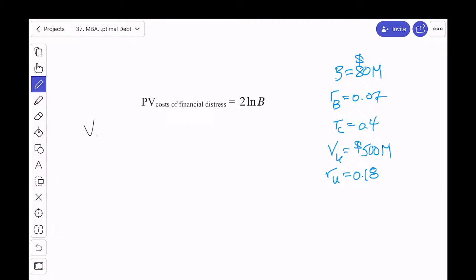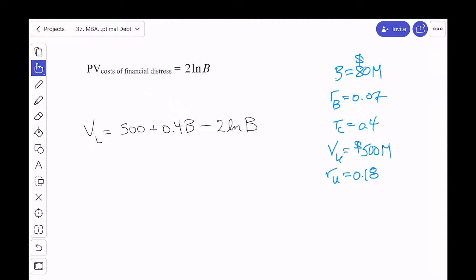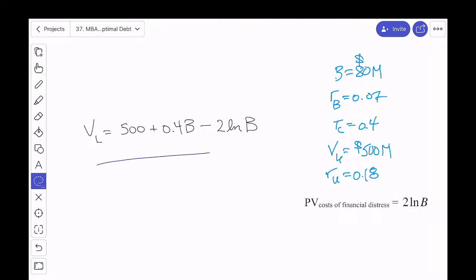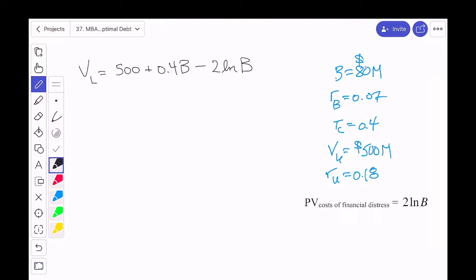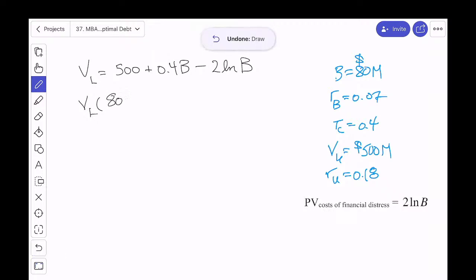So we begin with the value of the levered firm is the unlevered firm plus TCB minus 2 log B, right, from case 3. So I'll put that information there. I'll move this up here. And what we have to do is first, let's find out what the current value is at 80 million. B equals 80 million.